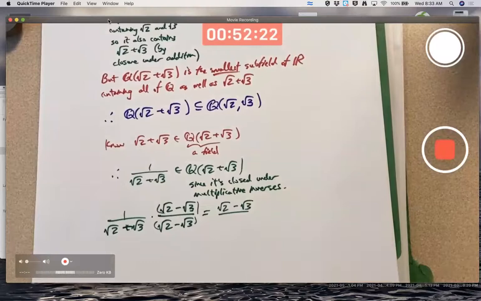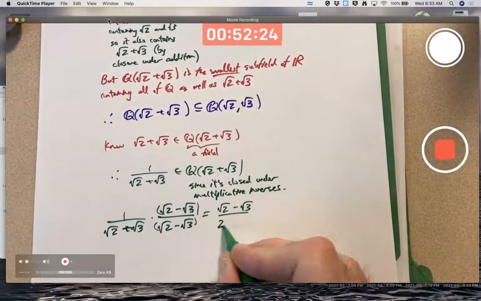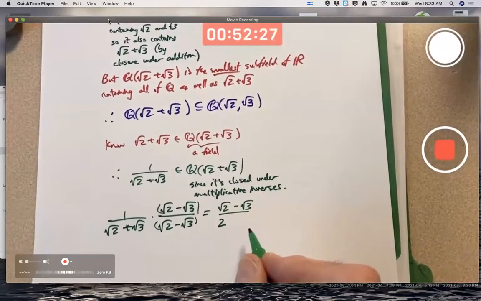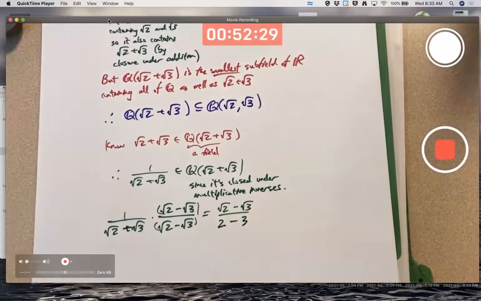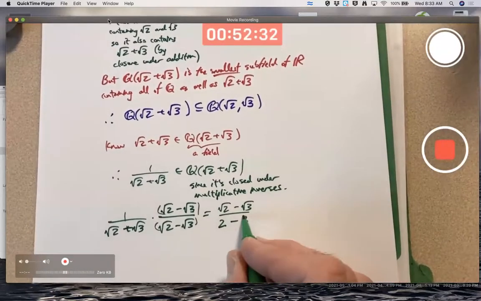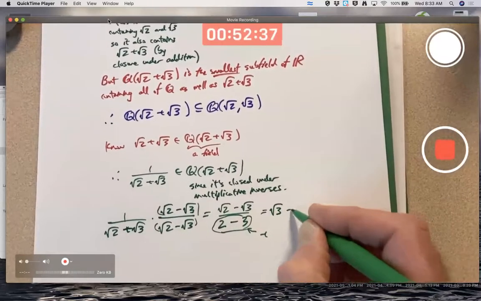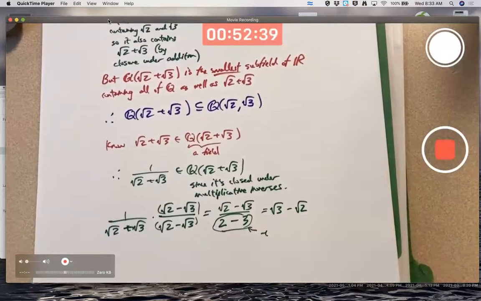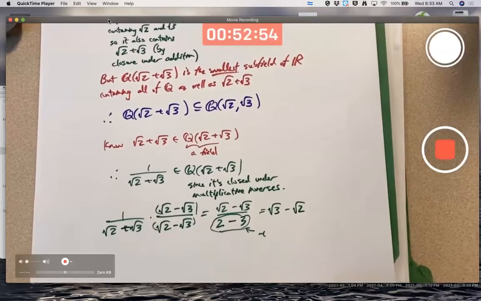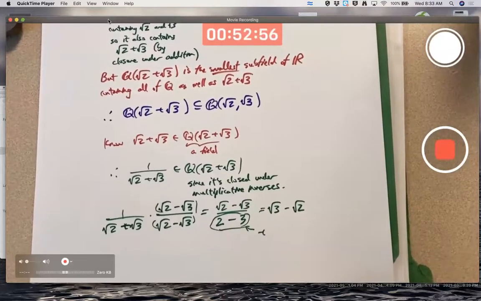If you FOIL out the bottom, root 2 times root 2 is 2. The outside and inside terms cancel, and last times last is minus 3. And hey, that's a negative 1 there. So this simplifies to root 3 minus root 2. Okay. Is that helpful? Not so clear that it's helpful.